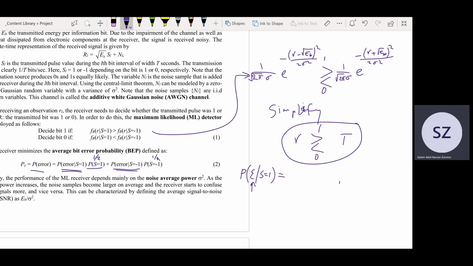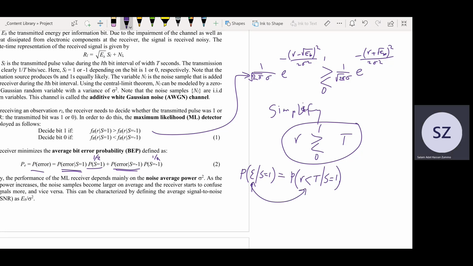What do I do? What would I say, what was the bit? 0 or 1? 0. I will not say that it is 1. So 0 means I make an error. So this is equal to the probability that r is less than t, again given s equal 1.